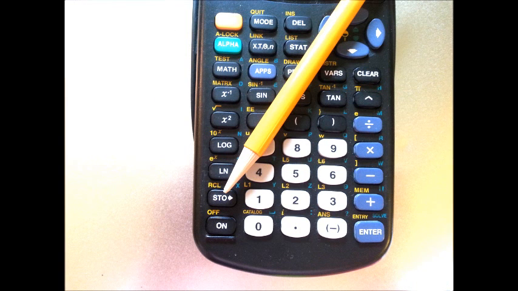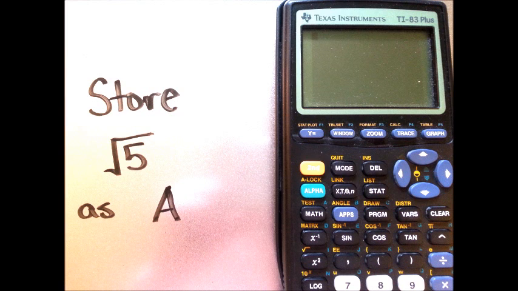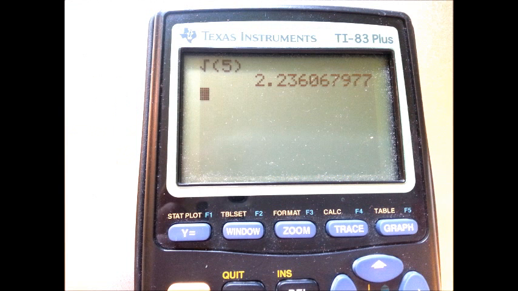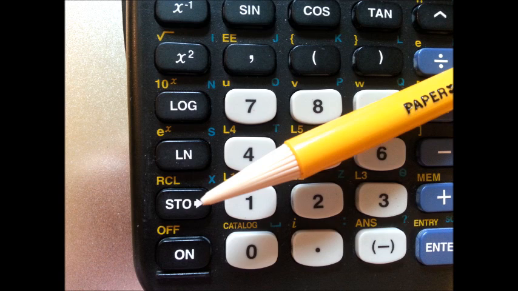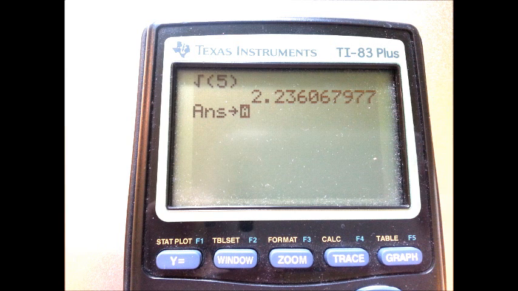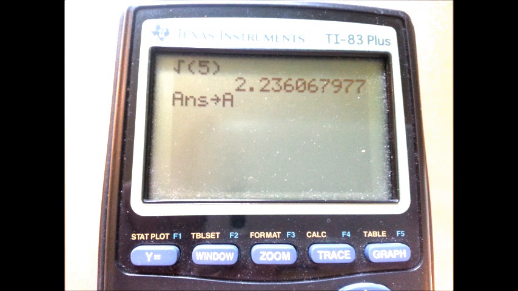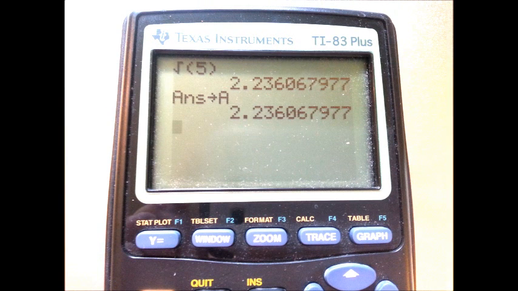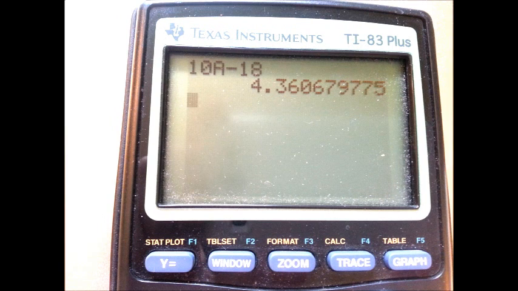We also have the ability to store. This works well with the alpha key. If we'd like to store the square root of 5 as a, take that value, press your store button, and then alpha, and enter the a, or whatever letter you'd like to store as. This now means that we can use that value in other expressions very quickly, and we'll keep all the precision after the decimal.